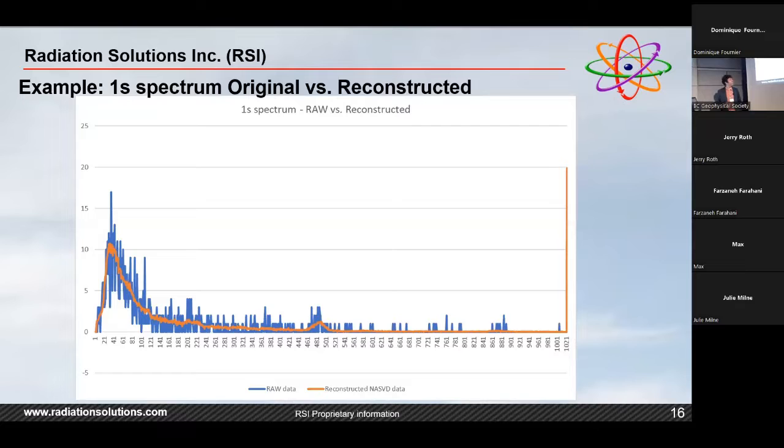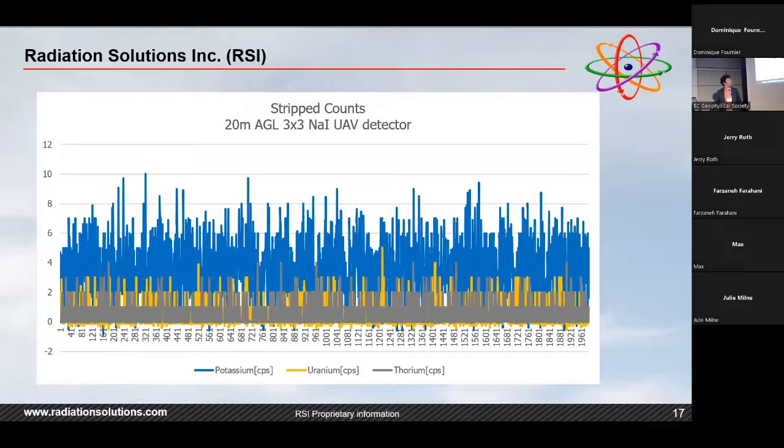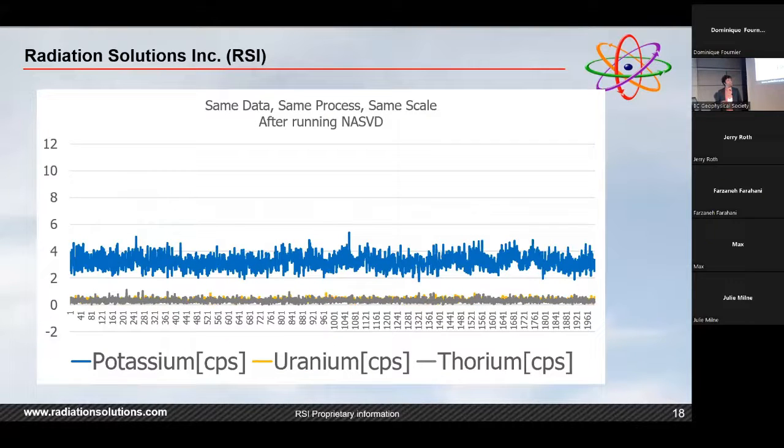And what you end up with is, instead of having this blue 1-second spectrum that is very noisy where you cannot see anything, when you reconstruct the same spectrum with the NASVD results, you end up with something much more smooth. And you can actually see the potassium peak. I should have put it in log scale to see the uranium and thorium peaks. But you have a cleaner signal to work with and go back to the concentration of the different elements. And if we look at the potassium uranium windows, that is before the flight and the processing with NASVD, and that's after. So which one do you rather work with, this one or that one? That is a pretty straightforward answer, I think.